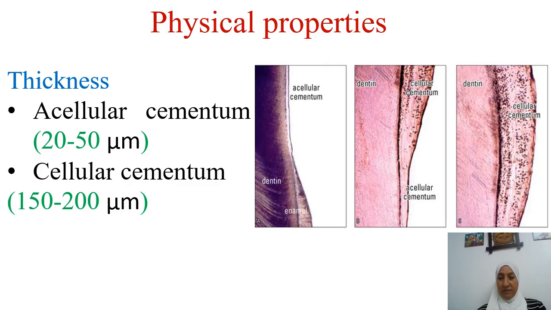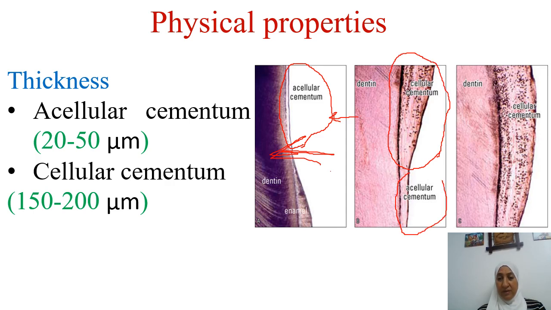As we see here, this histological section shows a very thin layer of acellular cementum at the cervical portion near the dentino-enamel junction. While here in the middle image we have the cellular cementum of greater thickness than the acellular cementum that exists cervically, and the last image shows a very thick layer of cellular cementum.